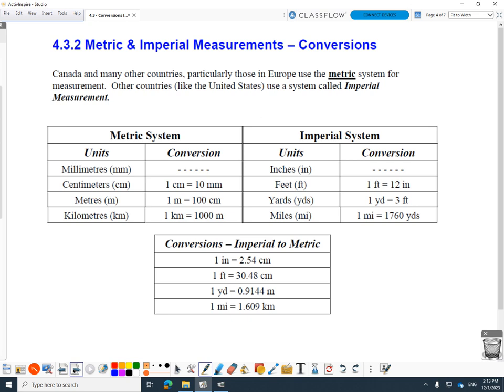And then here are the ones imperial to metric. 1 inch is 2.54 centimeters. 1 foot is 30.48 centimeters. 1 yard is 0.9144 meters, and 1 mile is 1.609 kilometers. Most of the work we'll do is with these. You don't have to memorize them. You have to be able to look them up and use them, and let me show you how you use them. You're going to like this. I swear you're going to like this.